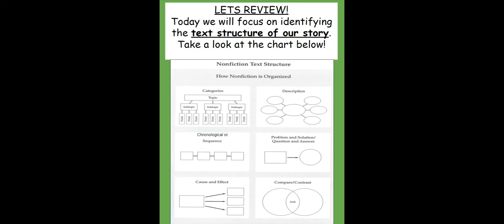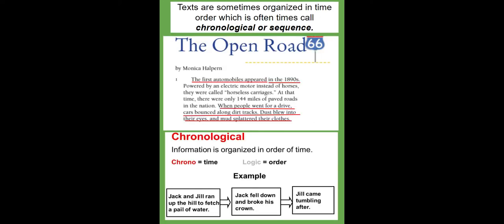Some of the text could be structured with a problem and a solution or a question that's then answered, which we focused on some of those when it came to talking about our environment. Cause and effect and compare and contrast. Today, we're specifically going to talk about chronological or sequential order. Now, how do we identify that? Texts are sometimes organized in time order, which is oftentimes called chronological or sequential order.